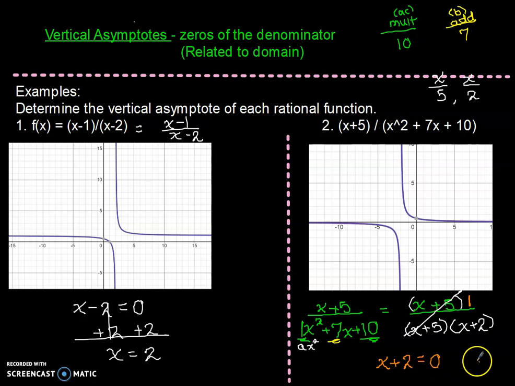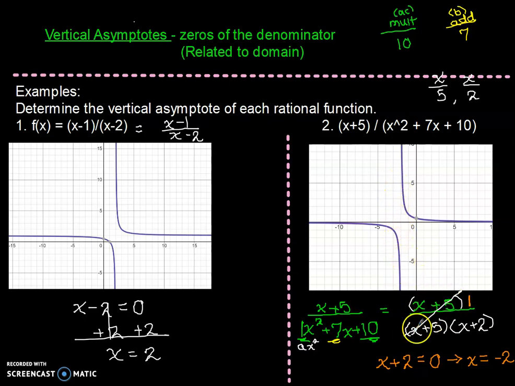So if I set x plus 2 equal to 0, I will get a vertical asymptote of x equals negative 2. Which correlates with the graph of this function, because if you look at where x is negative 2, that would be where a vertical asymptote can be drawn, which is a dotted vertical line.